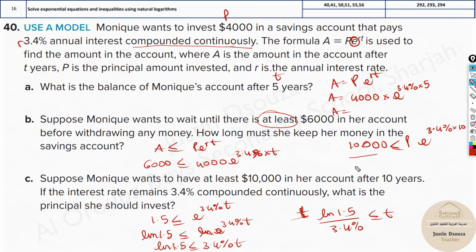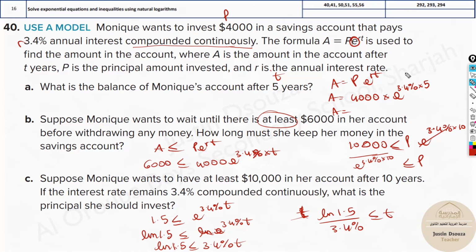Just divide both sides by e to the power 3.4% times 10. You will get the answer. That should be less than or equal to P. So this cancels off, and that would be the answer. Here you're dividing both sides, and whatever answer you get over here is P.